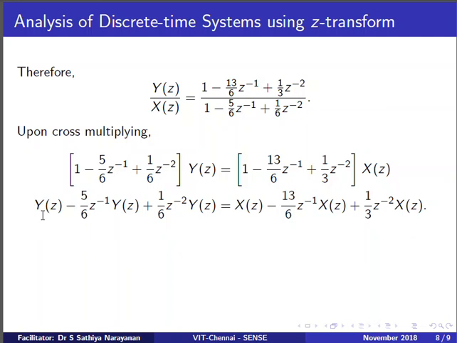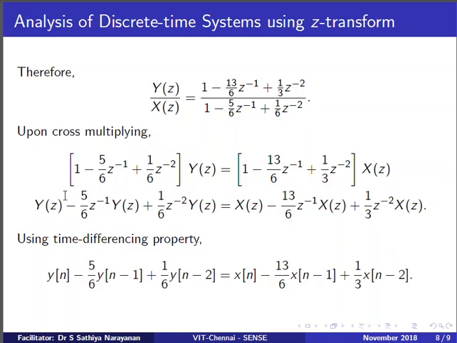So now if we take the inverse, sorry, it's not inverse DTFT, it's inverse z transform, because this is a z transform. So if we take the inverse z transform, we will get y of n terms and x of n terms. And also we need to apply the time shifting property of the z transform.